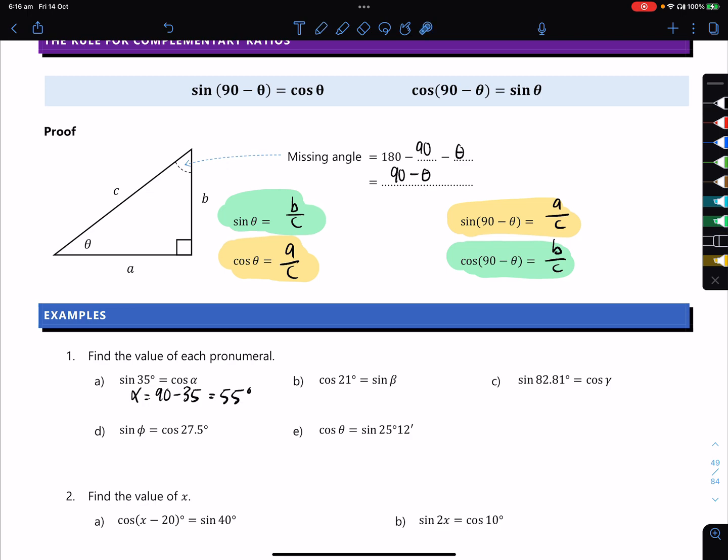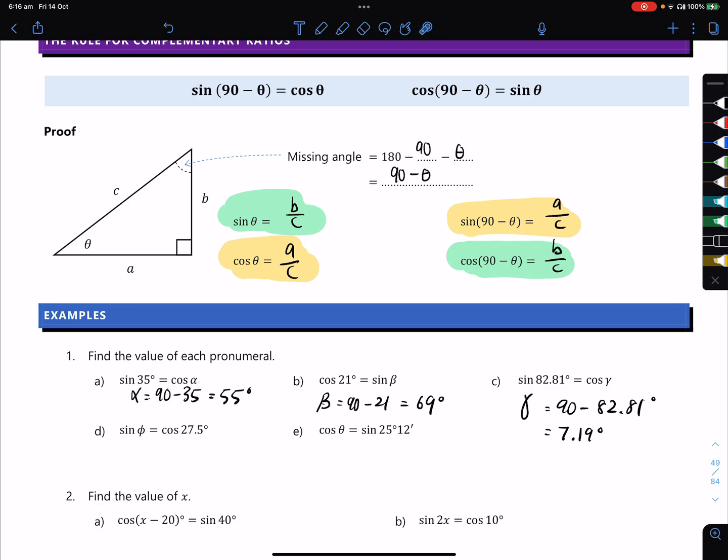For this one, we've also got the complementary ratios, cosine and sine. So beta here should be 90 minus this angle. So 90 minus 21, which is 69 degrees. These are also complementary ratios. So here we have gamma. Gamma is written like this, and it is equal to 90 minus 82.81 degrees. So 90 minus 82.81 is going to be 7.19 degrees.